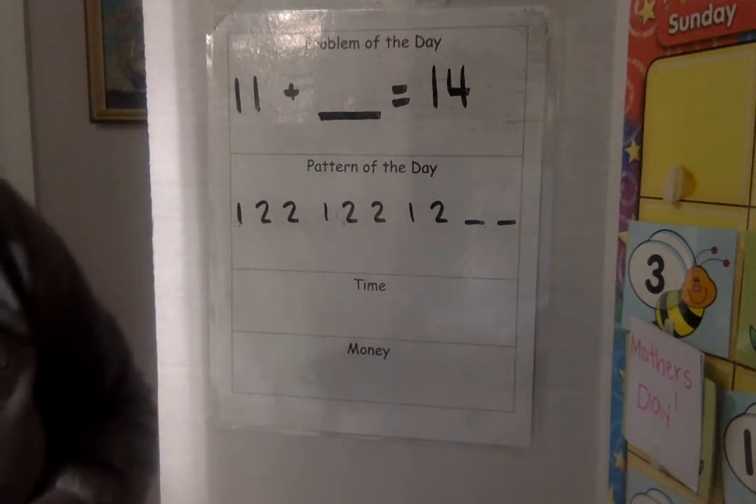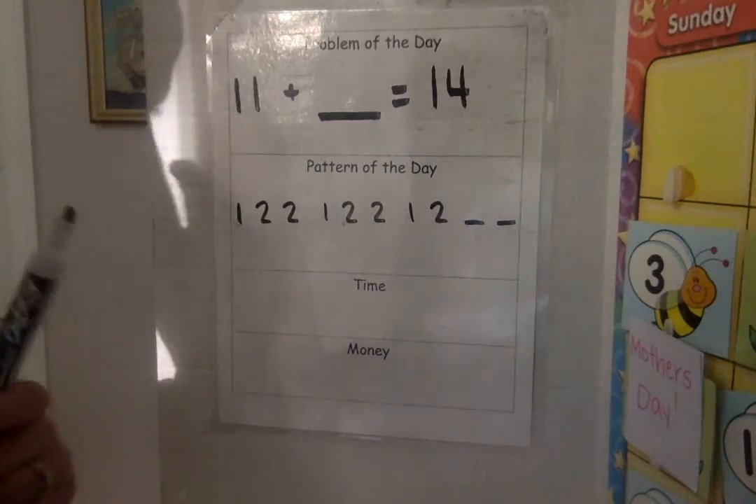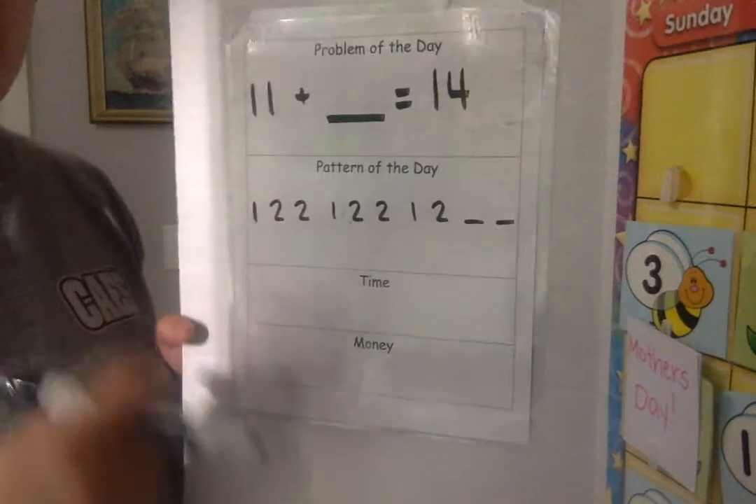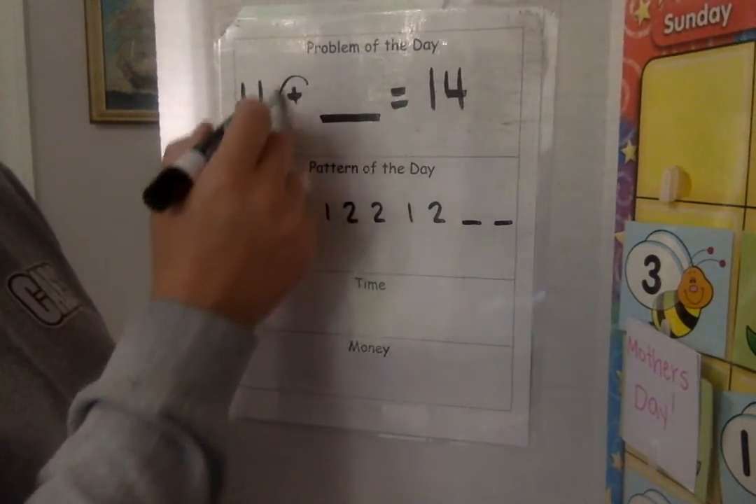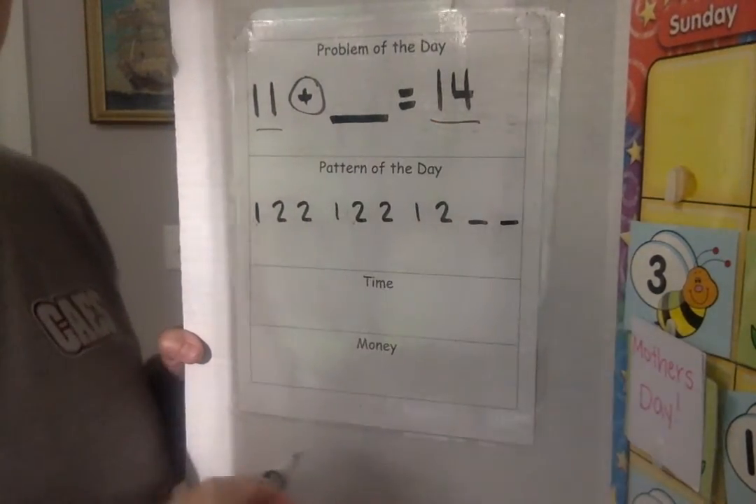All right, so here's our problem of the day. 11 plus what equals 14? So go ahead and solve this on your own, and then come back to me once you have your answer and let's check. All right, if you're ready to solve. So we know we're starting with 11. We know we're adding more. We see a plus sign, and we have to end up with 14.